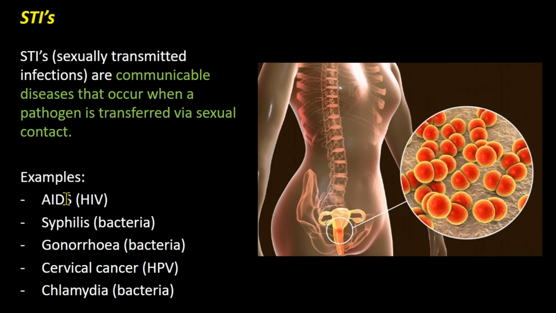STIs or sexually transmitted infections are communicable diseases that occur when a pathogen is transferred via sexual contact. Examples of this would include AIDS, which is caused by HIV, syphilis, which is caused by bacteria, Treponema pallidum, gonorrhea, which is caused by bacteria, Neisseria gonorrhoeae, cervical cancer, which is caused by the human papillomavirus or HPV, and chlamydia, which is caused by bacteria.